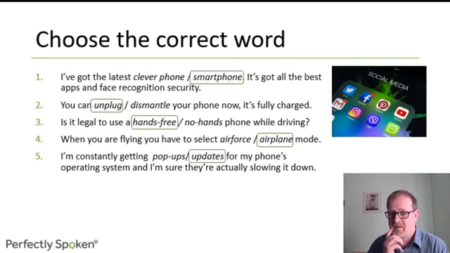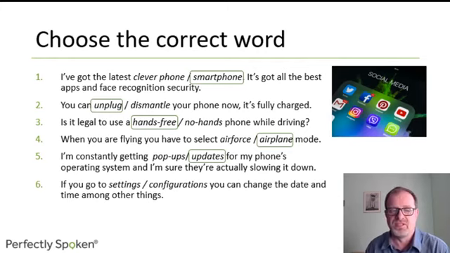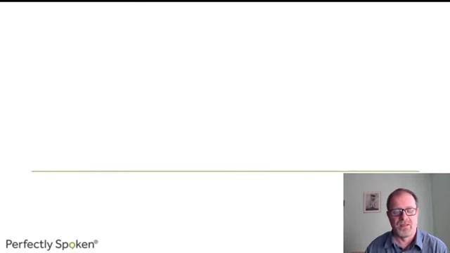Actually, again, one of the major smartphone manufacturers was criticised for this very thing, that the updates were slowing the phones down. Number 6, if you go to settings or configurations, you can change the date and time, among other things. Well, configuration is a synonym of setting, but the actual word we use generally is settings.